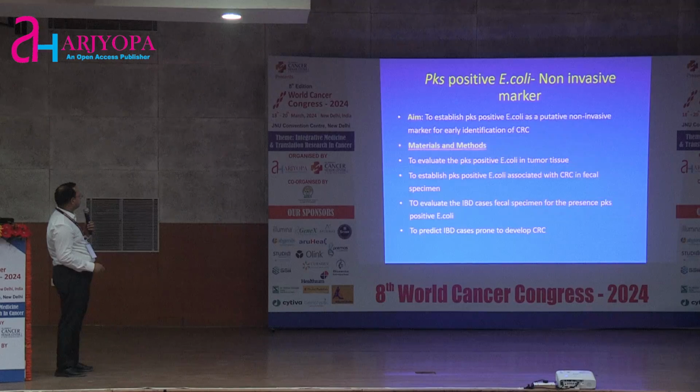So my aim was to establish PKS positive E. coli as a putative non-invasive marker for early identification of CRC, to evaluate PKS positive E. coli in tumor tissues, and to establish PKS positive E. coli. So these are all my aims for early prediction of colorectal carcinoma. I just started my work.